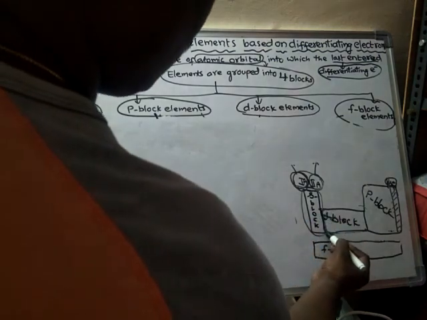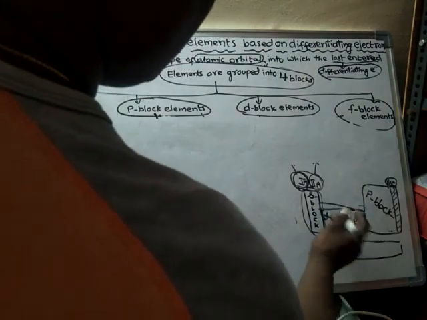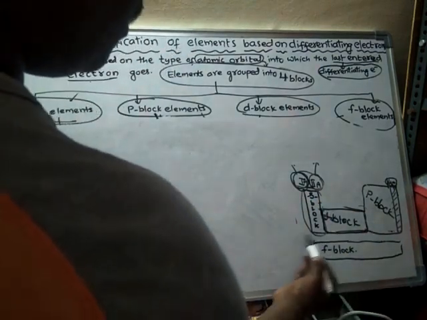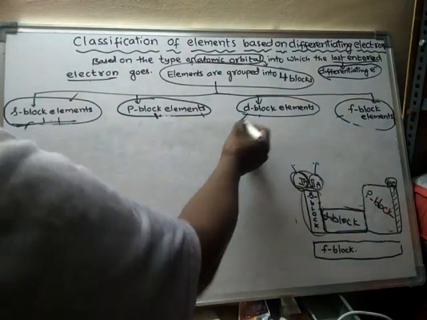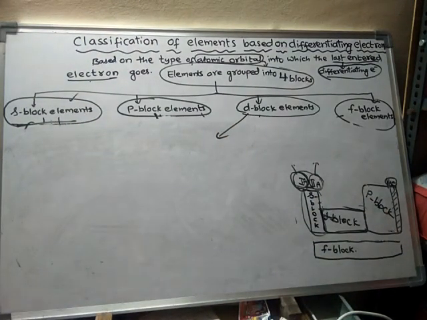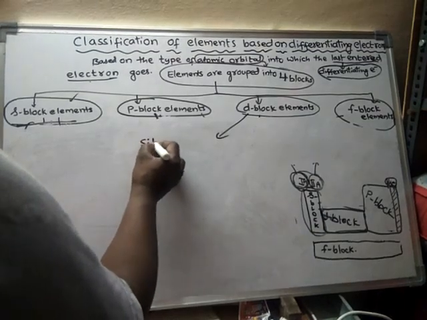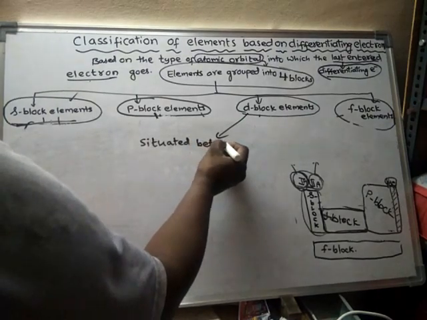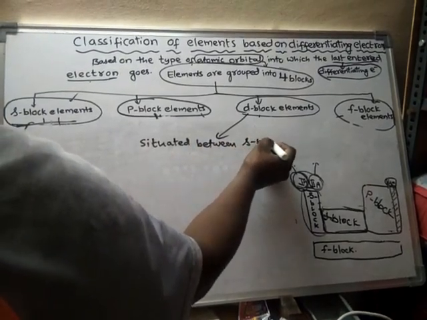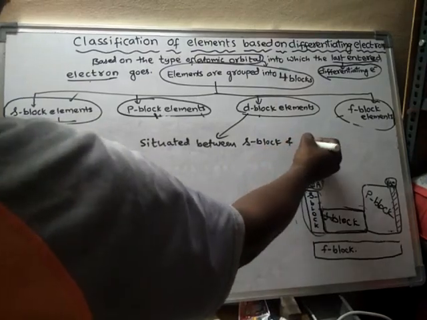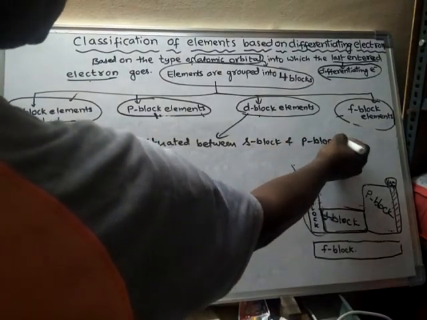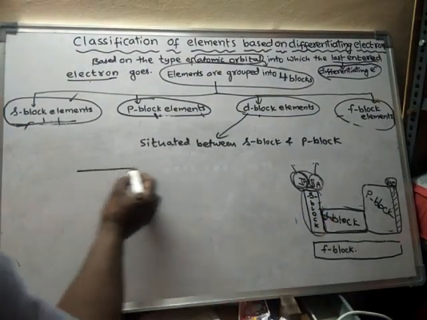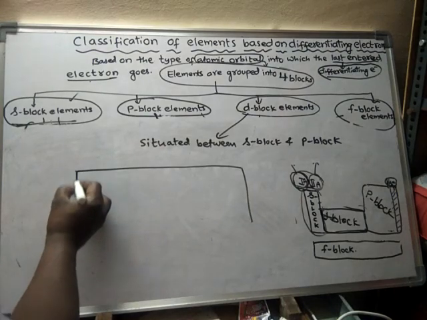Where are the D block elements located? D block elements are located in the center of the periodic table, in the middle portion, between S block elements and P block elements. Okay, so here I am drawing the D block elements.